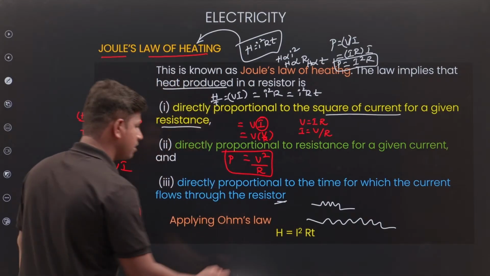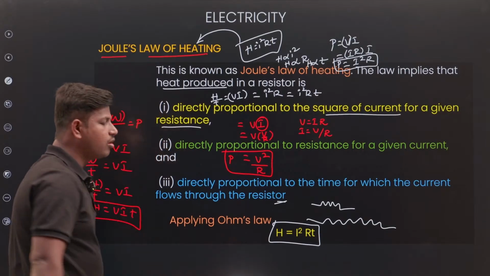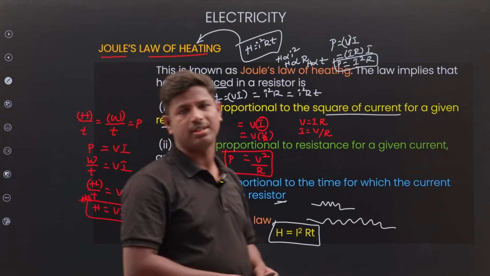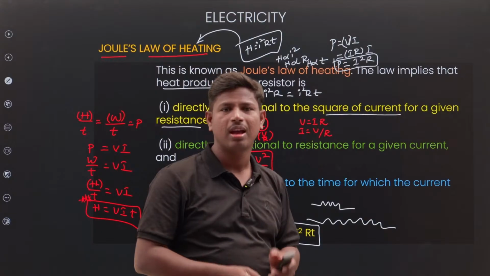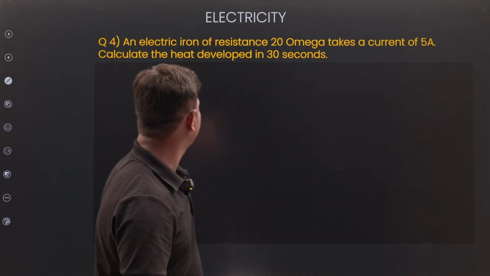Okay, H is equal to I square RT. What do we call this? Joule's law of heating. Remember the formula: H is equal to I square RT. Okay, can we go for the next one?